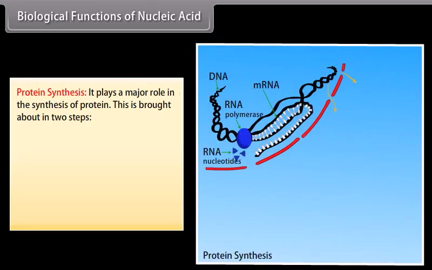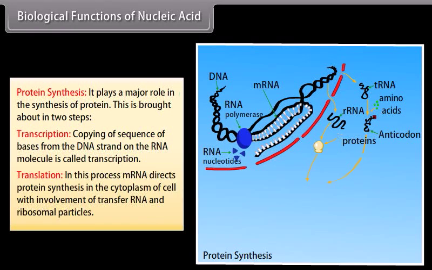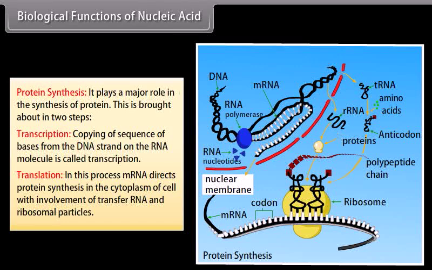Protein synthesis. It plays a major role in the synthesis of protein. This is brought about in 2 steps. Transcription. Copying of sequence of bases from the DNA strand on the RNA molecule is called transcription. Translation. In this process, mRNA directs protein synthesis in the cytoplasm of cell with involvement of transfer RNA and ribosomal particles.